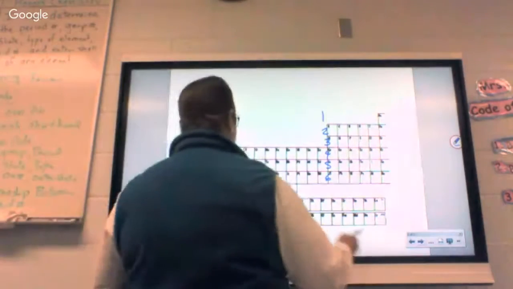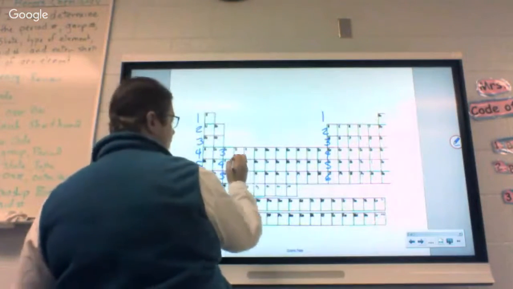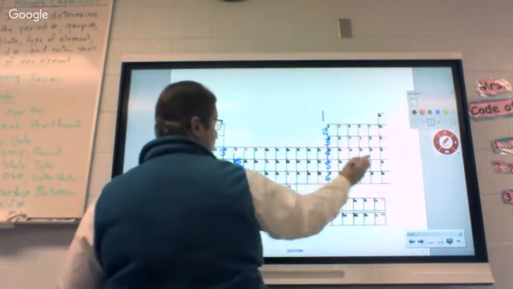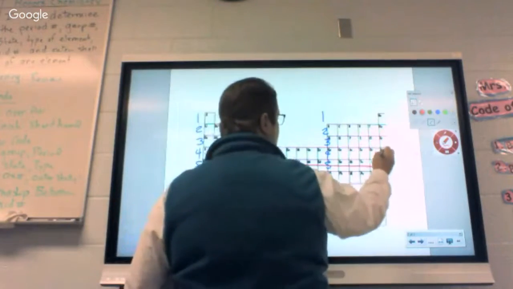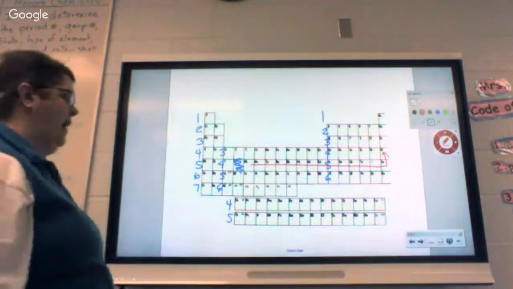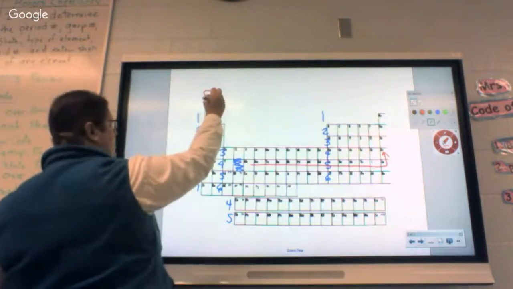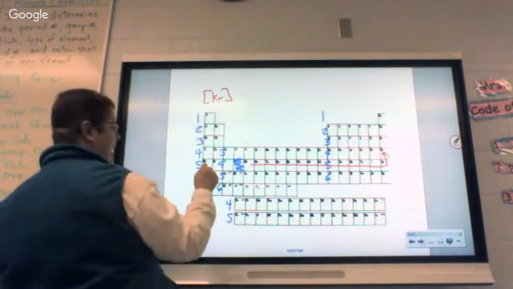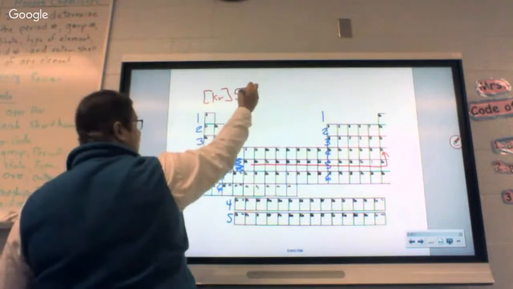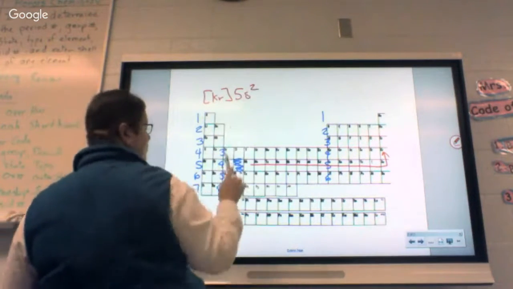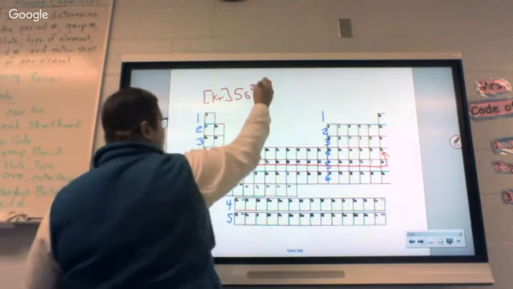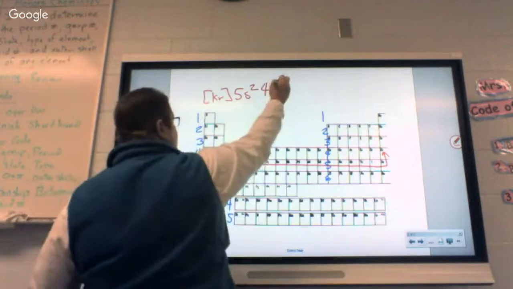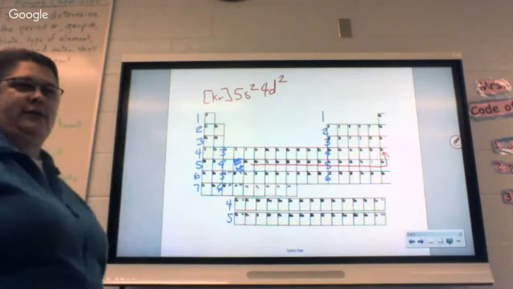All right, so we said zirconium, which is right here. All right, so what's the noble gas before zirconium? Kr. Remember, you always go to the end and go up 1 if you're struggling to find it. So Kr in bracket. At the end, back to the left, what number do you have? 5s2. What's right here? 4d. And how many do we have? 2. 4d2.